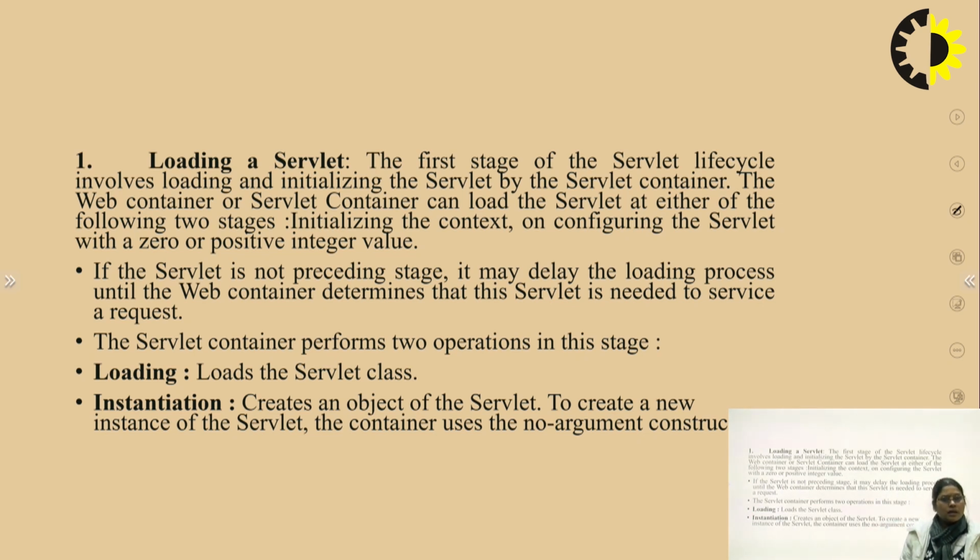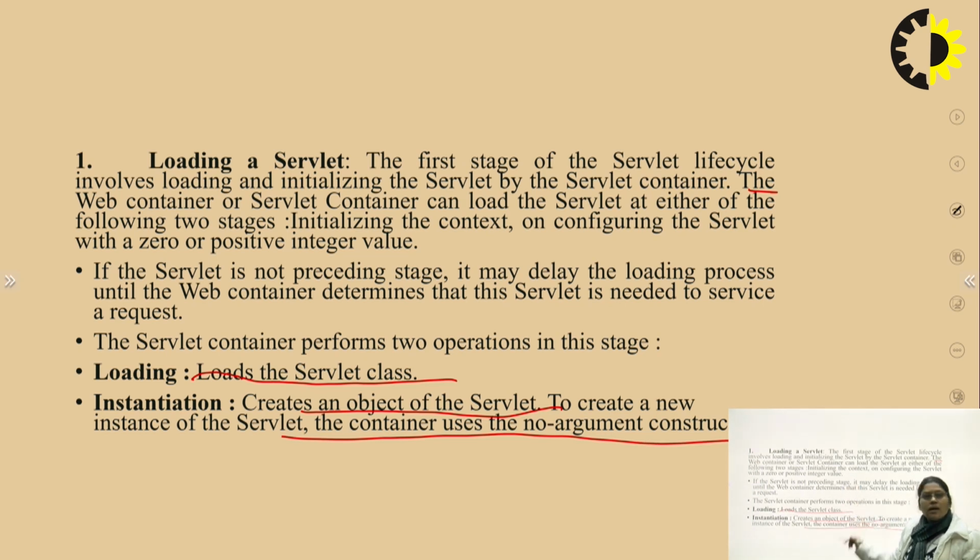Number 1 is loading the servlet. The first stage of the servlet life cycle is loading and installation of the servlet by the servlet container. The web container or servlet container loads the servlet in the following 2 stages. One is loading: first they load the servlet class and then create the object of this servlet. This object is created by the web container or web server. To create the instance of the servlet, the container uses the no argument constructor.